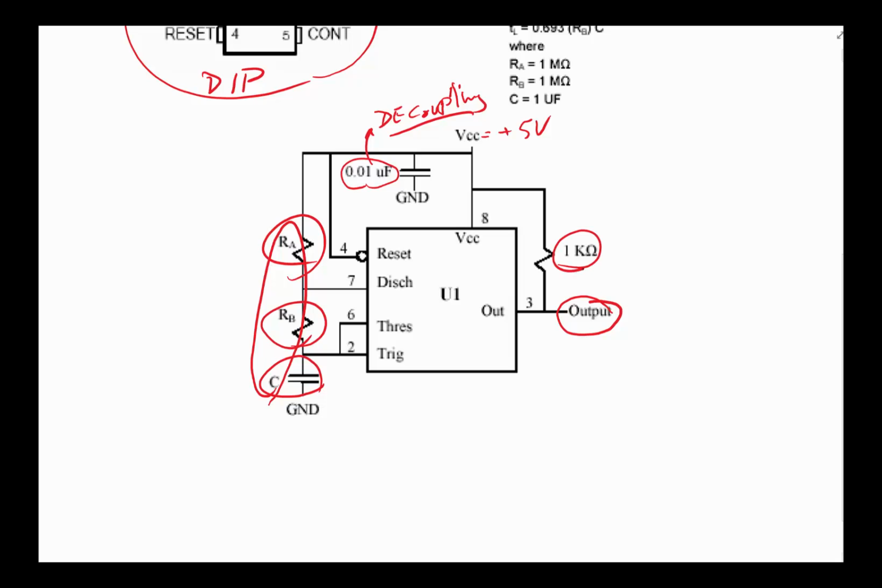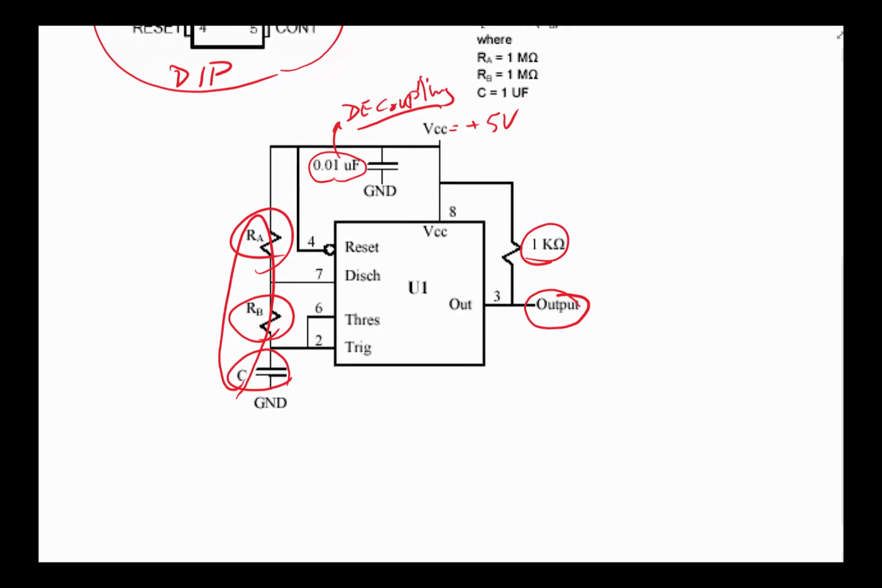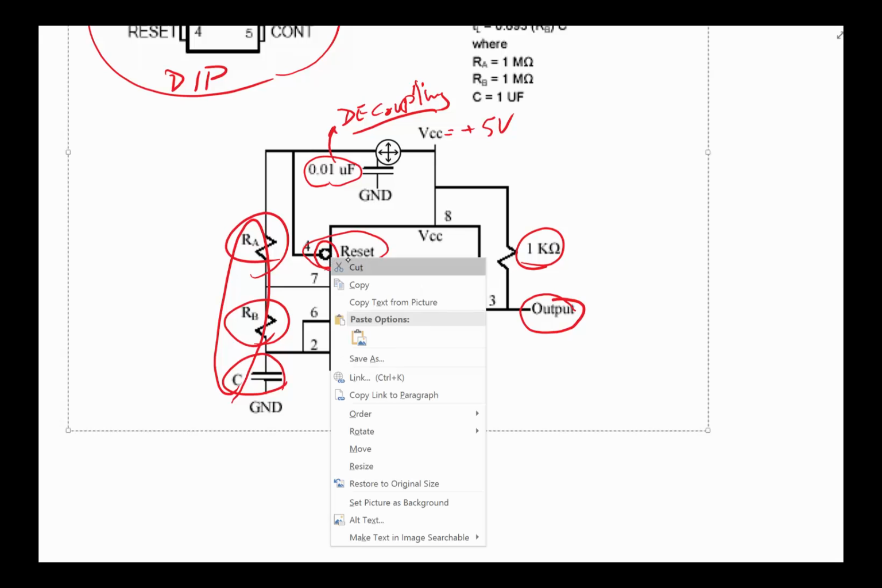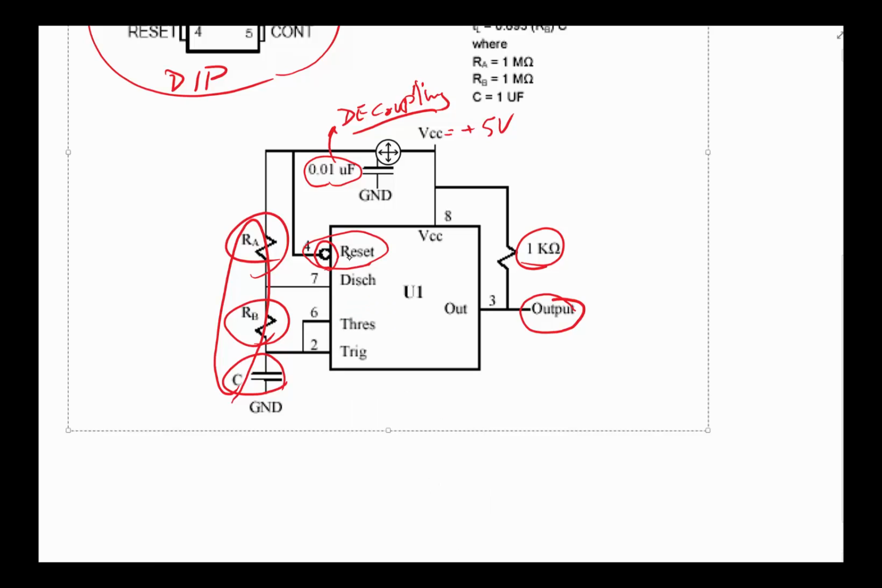This is simply a pull-up resistor, so it's always 1K regardless of what you're doing with it. One thing to notice, this is only indicating that reset has to be high for it to run. This is called active low. This little bubble up here tells you if you make the reset 0, you are resetting. If you make it 1, reset is inactive.